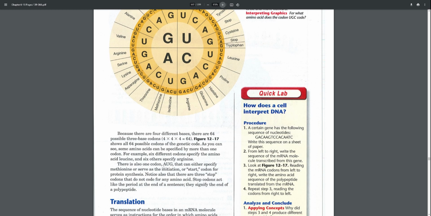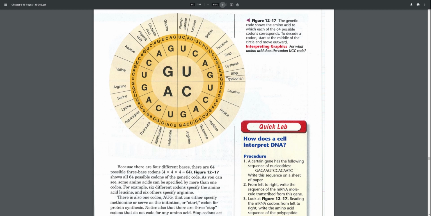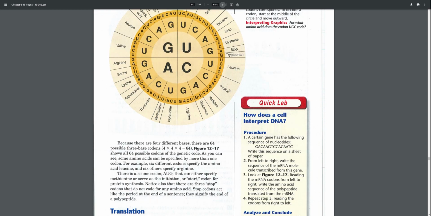So for example, when they were saying that leucine is coded by 6 different codons, let's find leucine. Leucine is here, right? So CUG codes for leucine, CUA codes for leucine, CUC codes for leucine, and CUU codes for leucine. So that's what they mean about there can be multiple codons that can code for the same amino acid.